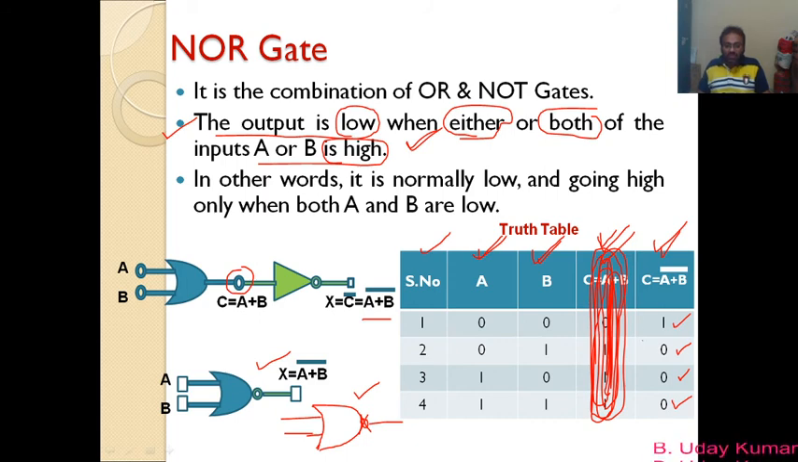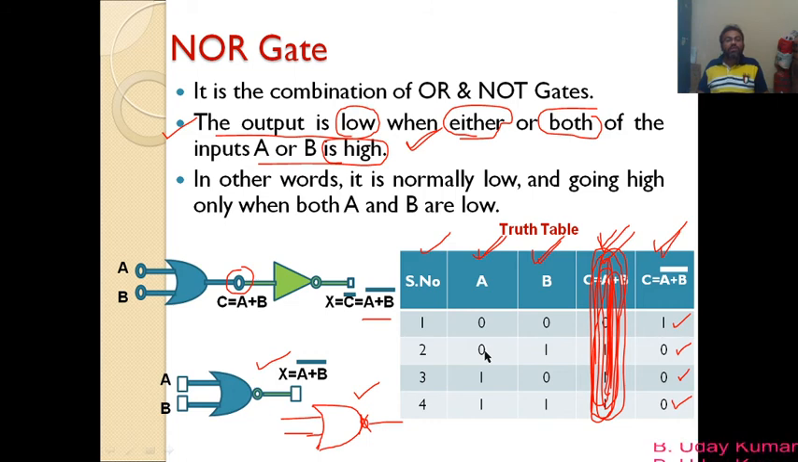So out of these four combinations, if you observe carefully, out of these four possible outputs for different combinations of inputs that we are getting, out of four we are getting three cases to be zero, right? Low. Zero means low. So that means in general the output is low except at one case.